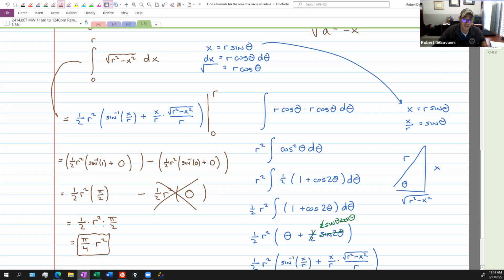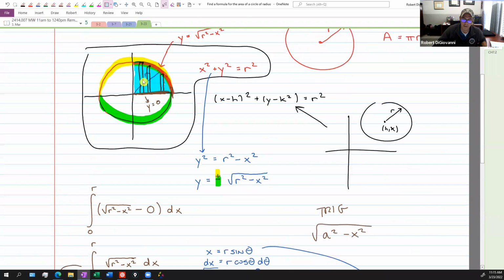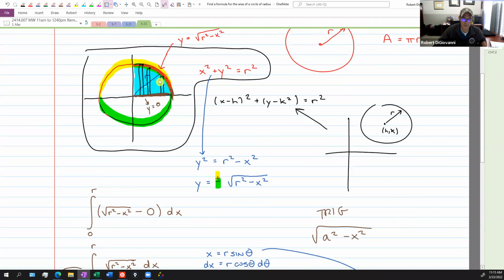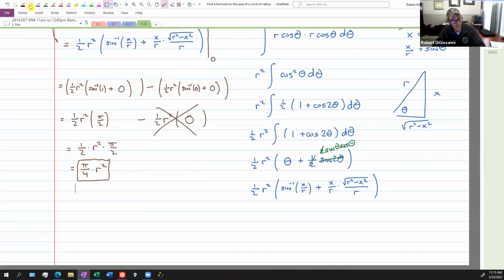Right? Well, that's just the top right corner, right? So if we want the area of the whole circle, we need to multiply that answer times 4. So if I take this and multiply it times 4, you get pi R squared. There it is. It's cool, right? Now you can see how you can use calculus to derive the area of the circle.